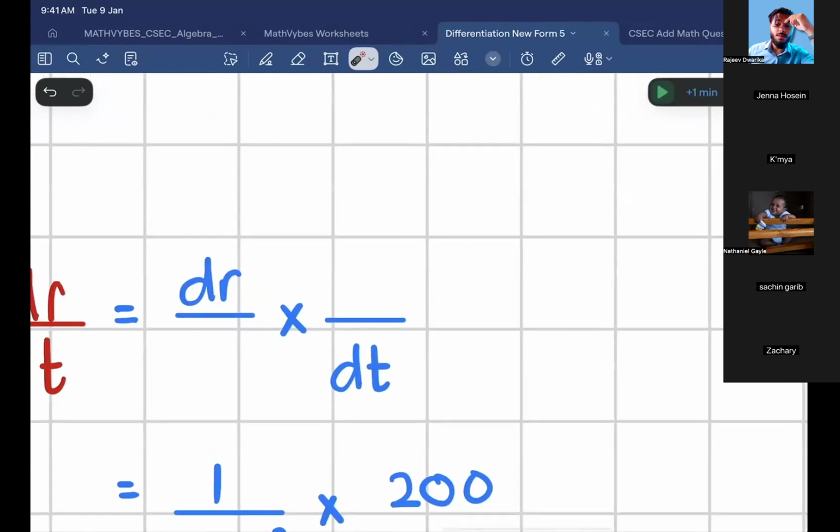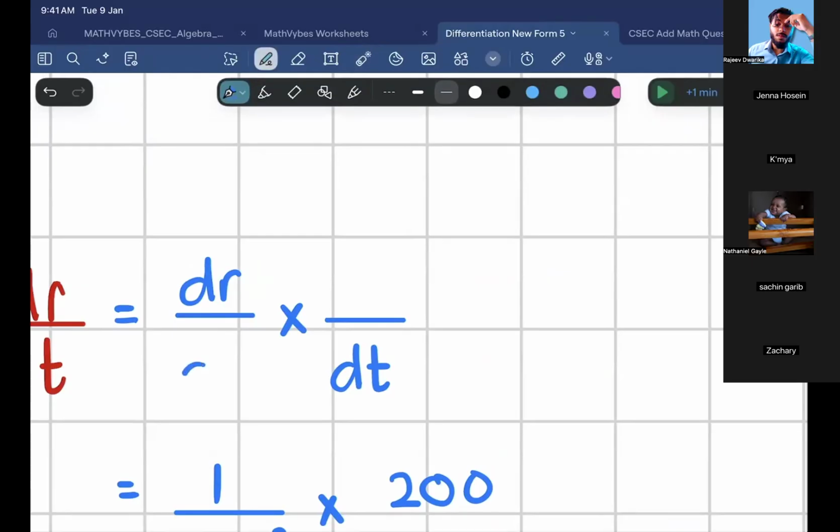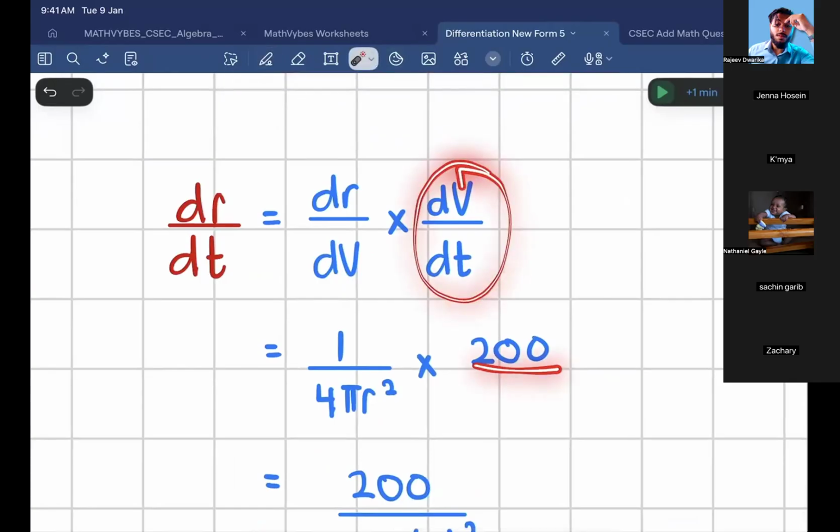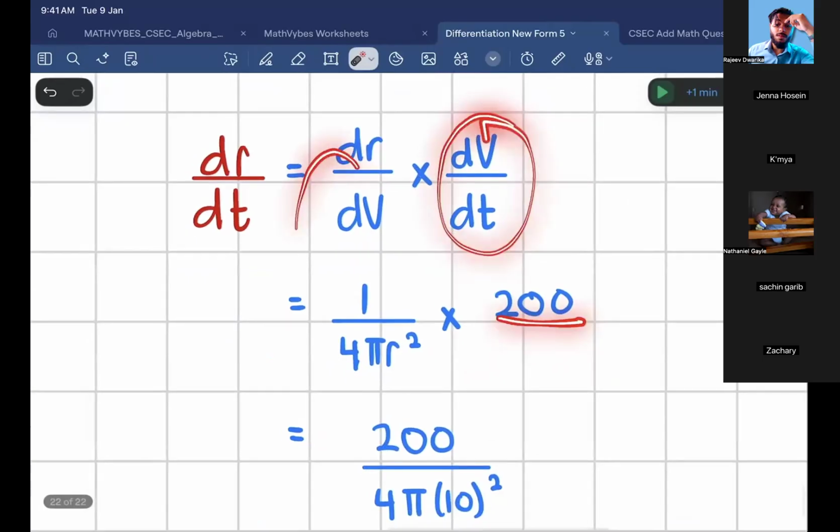Here's how I think of it. Radius and time, cool, that's two parameters. The only other parameter mentioned in the question is dV. So I put dV here and dV here because that's the only other thing they mentioned. Now I have dV/dt, that's 200. Cool. I don't have dr/dV. I need to find it.